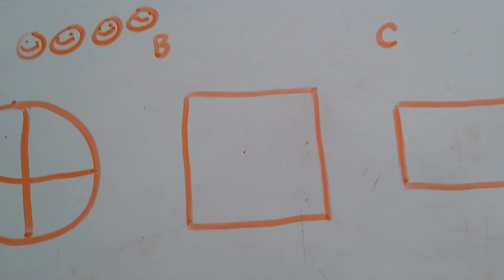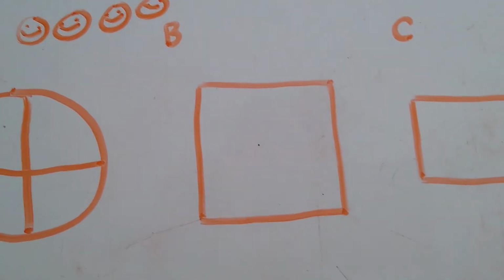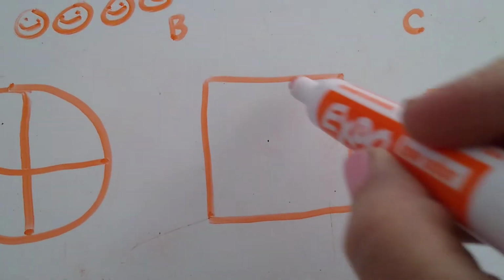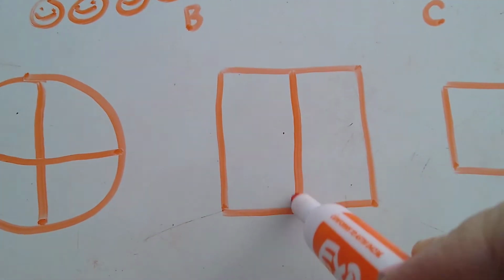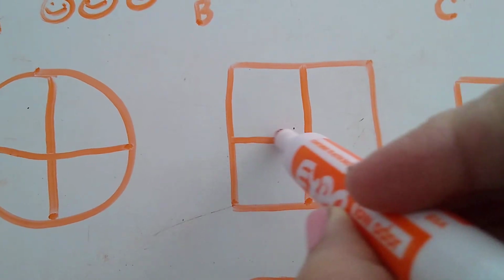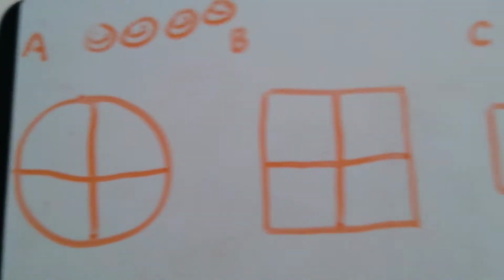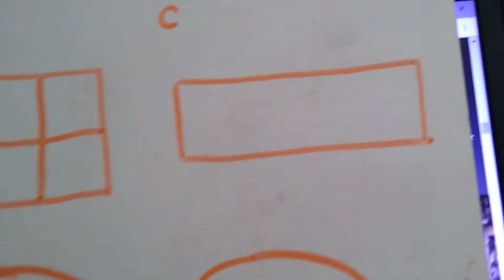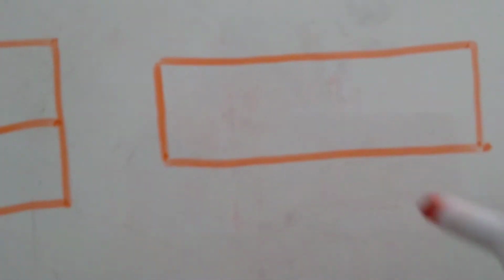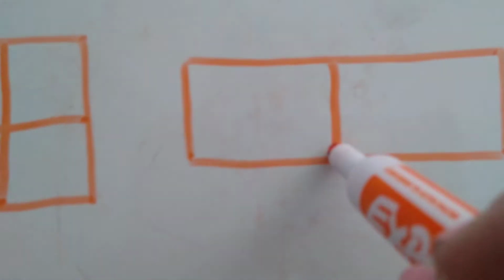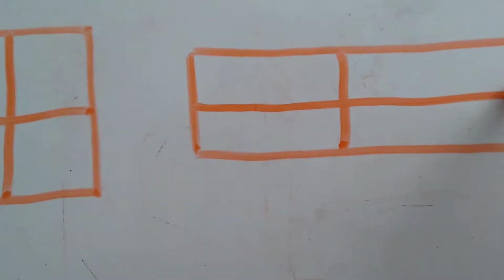So how could I cut the square? Let's see, I need 4 pieces and they need to be equal, so I need to cut it 1 time, 2 times, and now each person would get 4 pieces. Can I do the same thing with the rectangle? Okay, cut the rectangle in 4 pieces and they all would get the same amount.